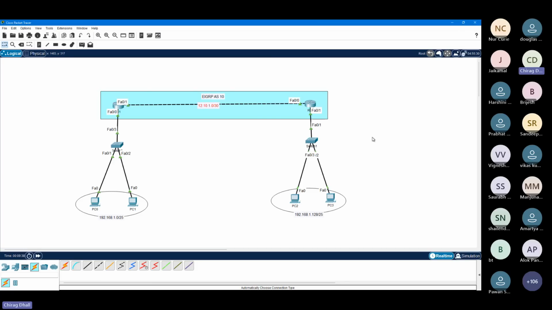Like I have said earlier, K value is something which is used in metric calculation. We are yet to discuss that.